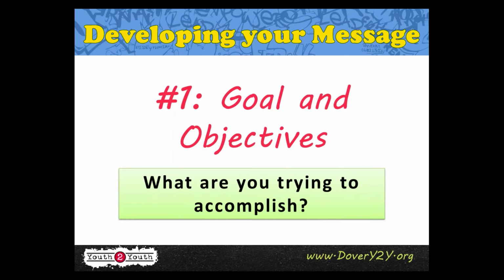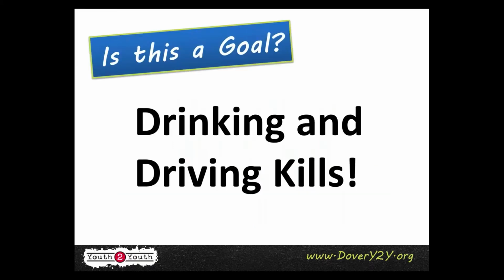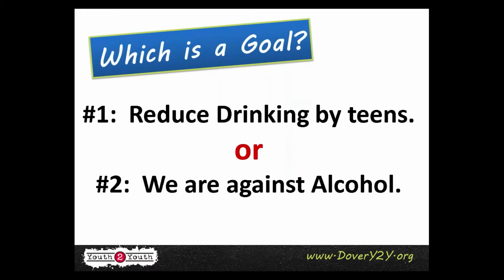The first thing you have to do when developing your message is figure out what your goal and objectives are. Your goal is what you are trying to accomplish. Now, right up here, it says drinking and driving kills. That's not something you can accomplish, so it's not a goal. It could be to reduce the amount of people that drink and drive.